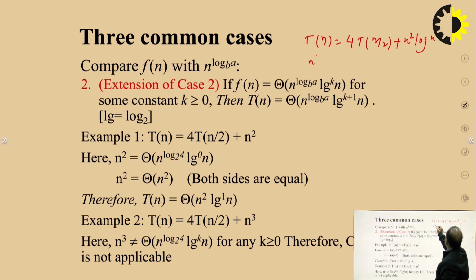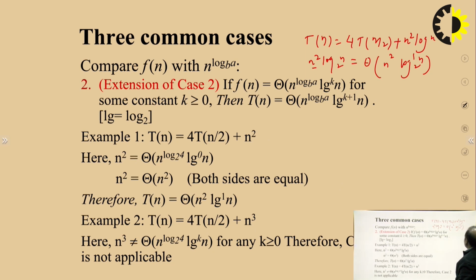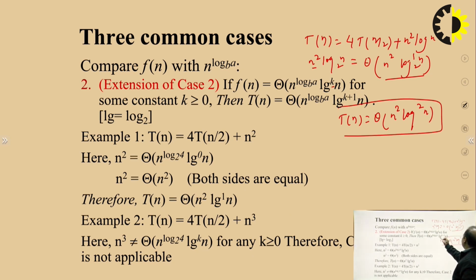So here n square log n base 2, this is n square, which equals theta n to the power log a base b. And now n square, so you can write here log n base 2. So k over here is 1. So once you decide the value of k, T(n) will be given by theta, and whatever k you have chosen, it is k plus 1. The answer will be n square log to the k plus 1, which is log square n. So this is the solution of the recurrence.